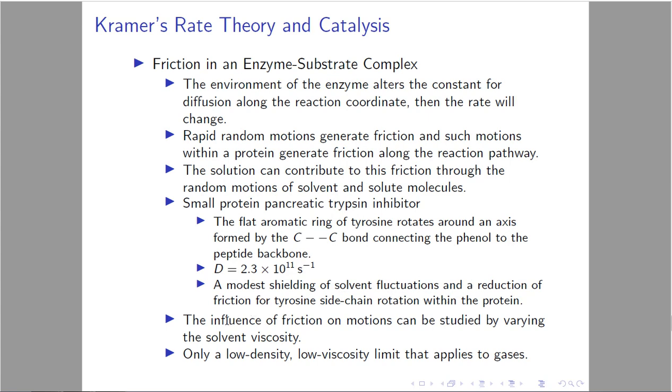Okay, so this influence of friction on motion can be studied by varying the solvent viscosity. Only a low density, a low viscosity limit applies to the gas. Okay, so here what we want to say is that if the substrate is moving fast, by adding the enzyme we can limit the speed of the substrate, so it will be easier for the ligand to find the substrate and produce the product.